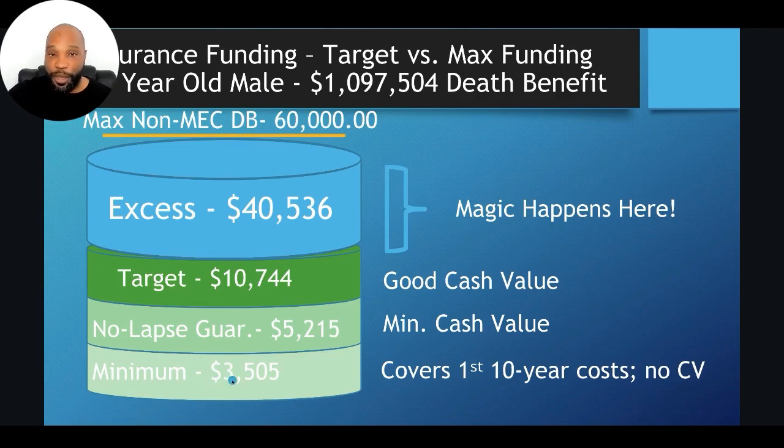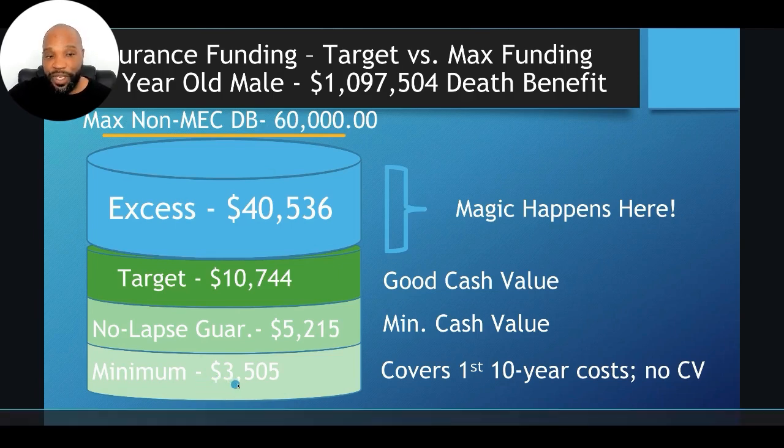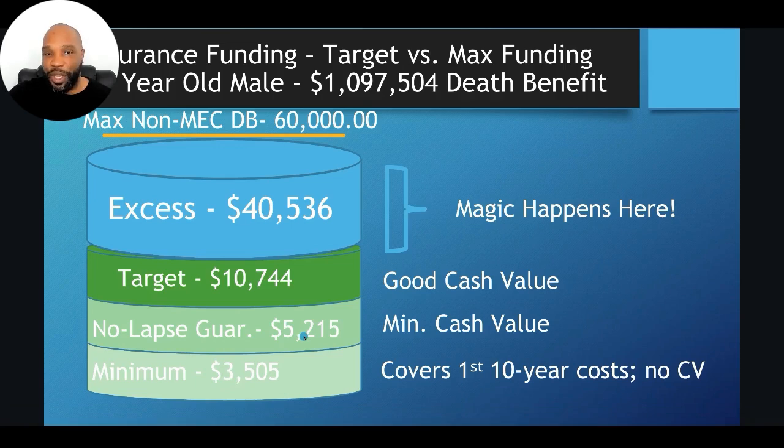The minimum premium would be $350 for the year. The no lapse guarantee premium would be $520 for the year. The target premium would be about $1,074 for the year. And then you'd be able to put in up to $4,000 extra, filling up your limit.